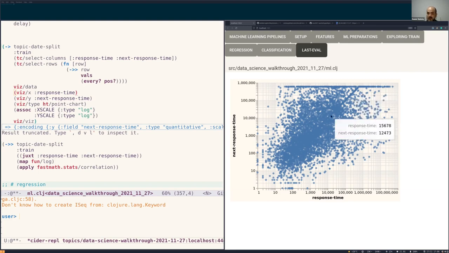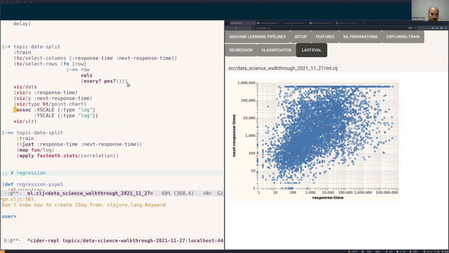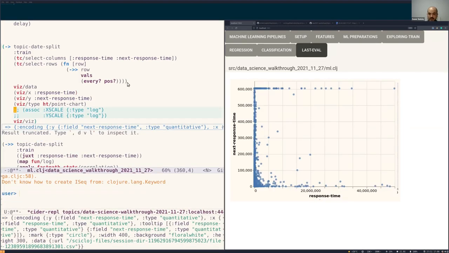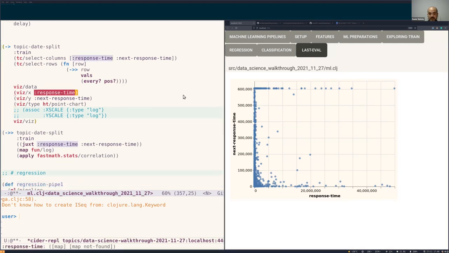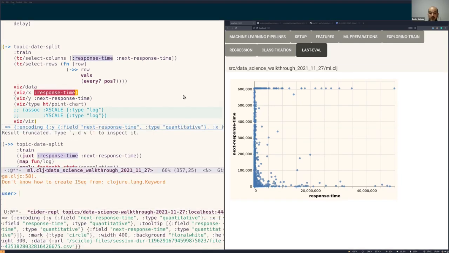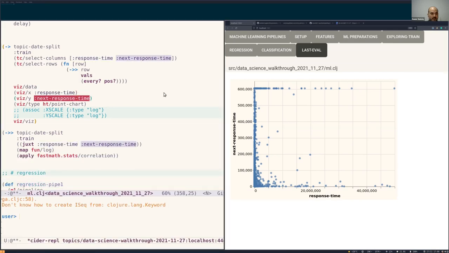But the phenomenon we are seeing in most of the points is that there is this correlation between the log of response time and the log of next response time. You see, we are looking into these numbers in log scale. And if we don't look into them in log scale, then the picture is less clear. You see, we cannot make sense of it. And that also means that possibly it would be good to use log scale for these numbers in building a machine learning model.